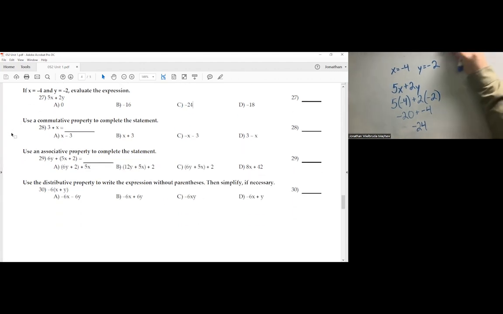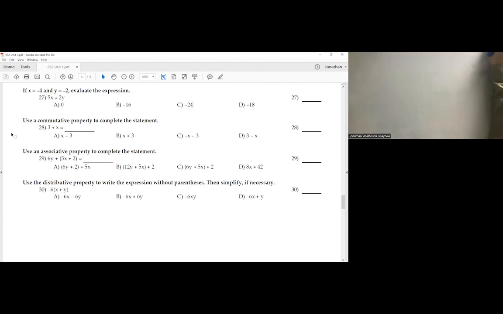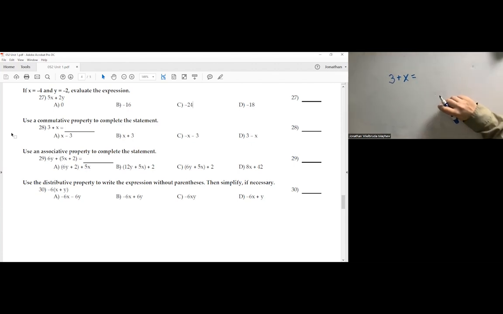Finally, our last three have to do with our properties of real numbers. In 28, we want to use a commutative property to complete the statement. Commutative property is the one where we move the things around. 3 plus x is the same as x plus 3 by the commutative property of addition.